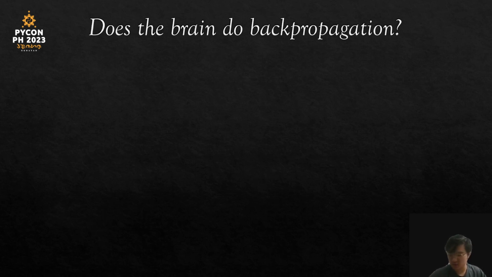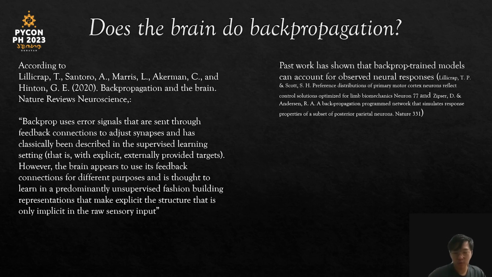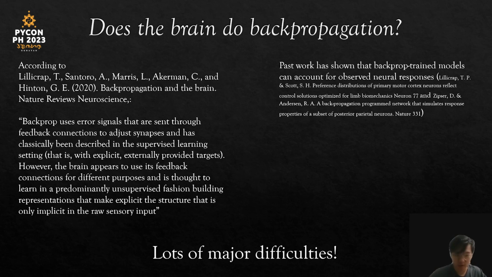But anyways, according to Lillicrap et al. in Backpropagation and the Brain, feedback connections send error signals for backprop to adjust synapses, whereas in the brain, feedback connections are used for different purposes, and the brain is thought to learn in mostly an unsupervised fashion, whereas backprop has classically been described in the supervised learning setting. So even though backprop trained models have been shown to be able to account for observed neural responses from past works, backprop-like learning cannot be implemented in the cortex, unfortunately, since there are loads of major difficulties, despite people trying to prove that backprop works in the brain.